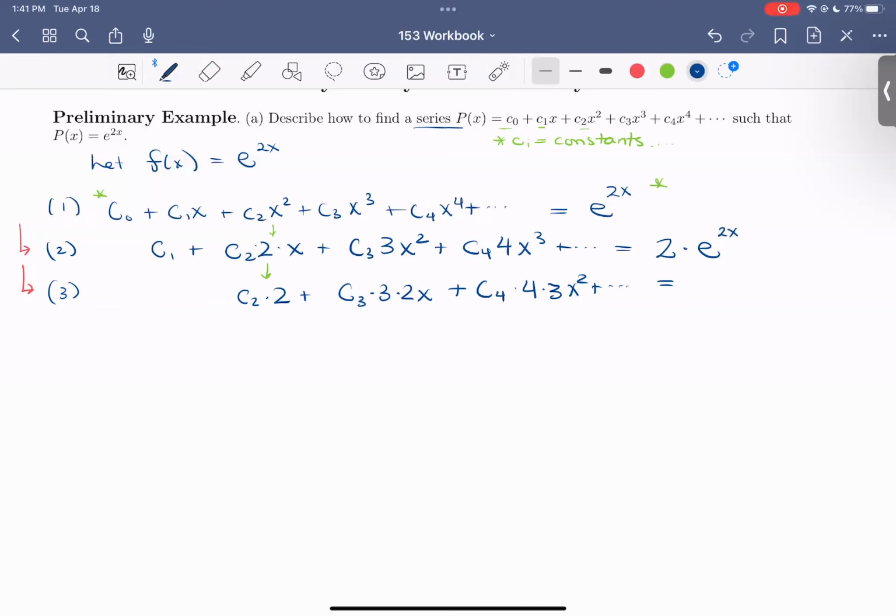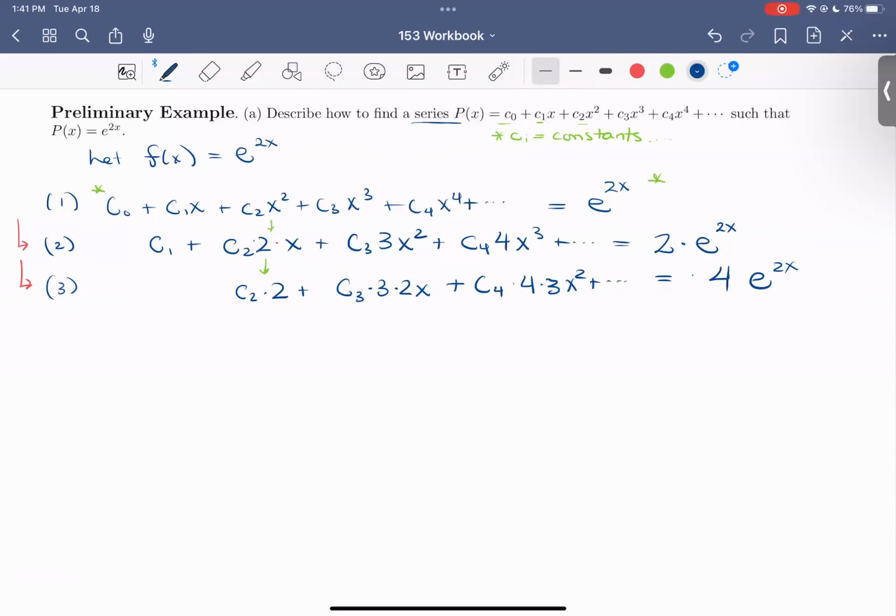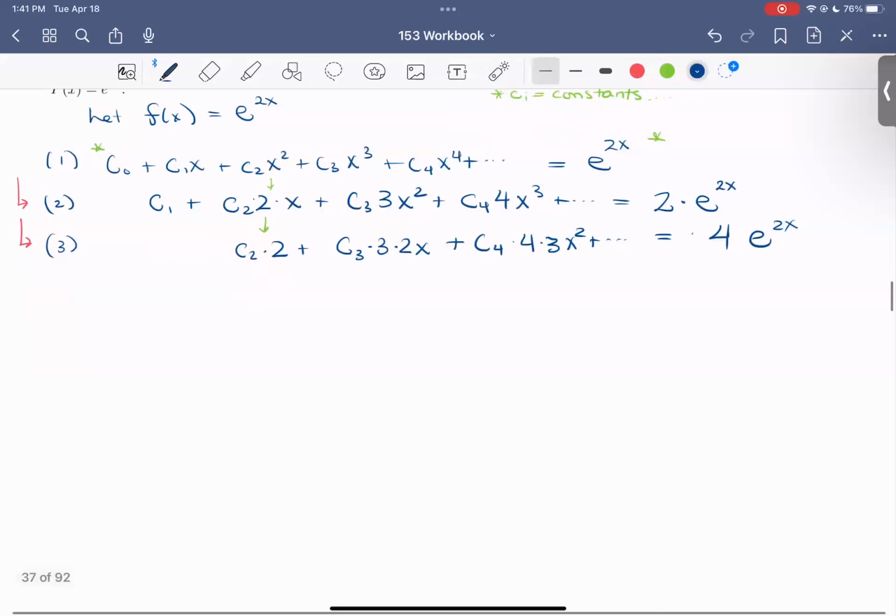All right, so the derivative of 2 e to the 2x: we still have that 2 constant. Again, I just take the derivative of e to the 2x, so I need to use that chain rule. So I get another 2 e to the 2x. We can even write that 2 times 2 is 4, so I'm going to write 4 e to the 2x. All right, let's do this again. Taking the derivative one more time, that first term is now 0. So now I just have c3 times 3 times 2 plus c4 times 4 times 3 times 2x, etc.